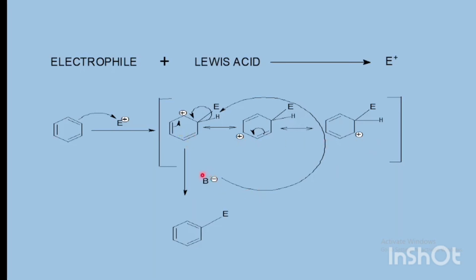Step number 3 involves deprotonation. So this is where the base comes in and gets this proton, and these electrons are used to restore the aromaticity of the benzene ring. And now we have our final product, which is shown here. So this is how the hydrogen atom of the benzene ring is replaced with an electrophile. It's a very simple mechanism.